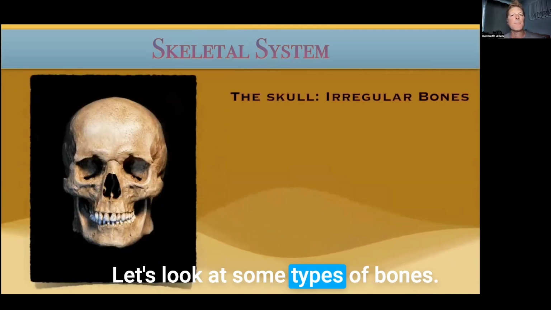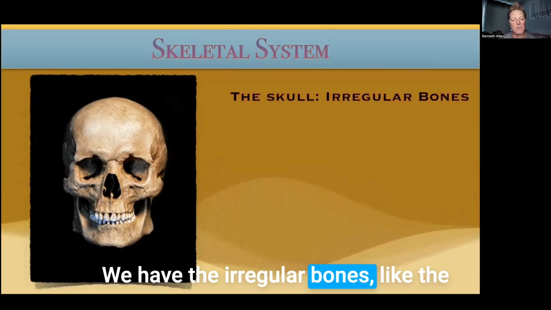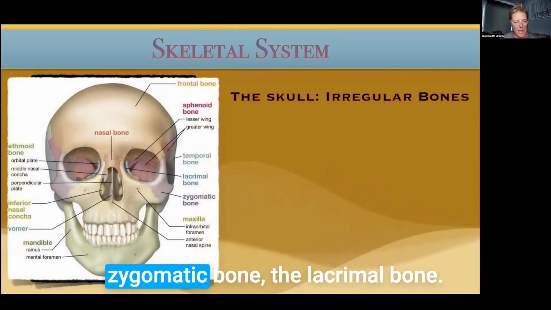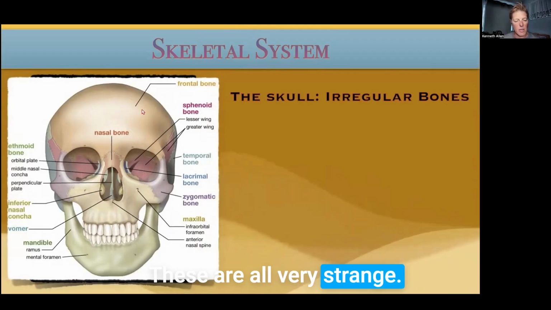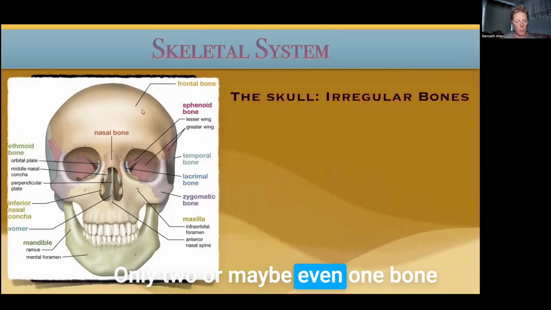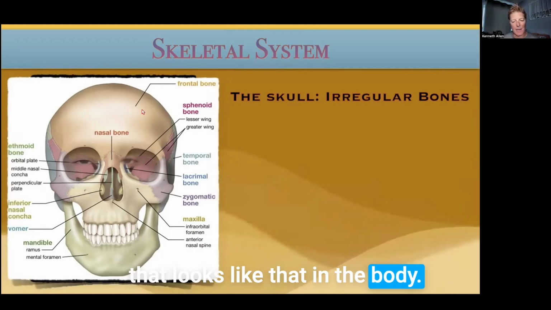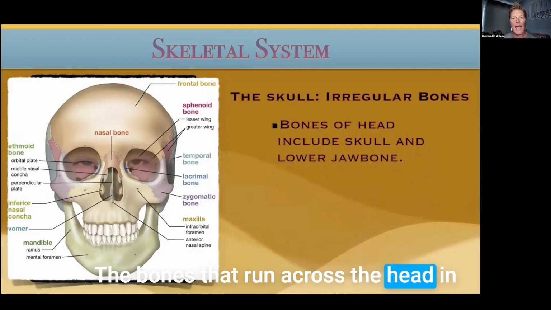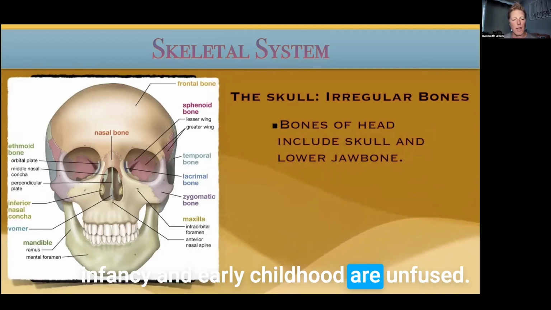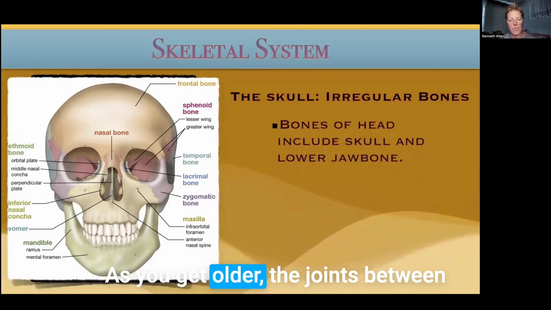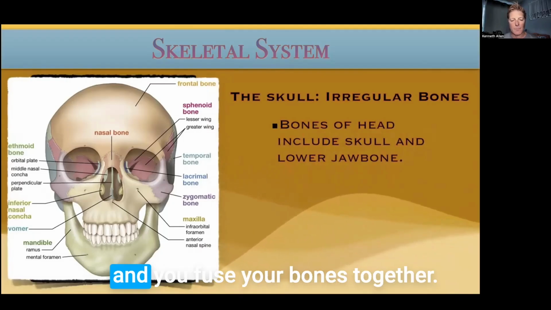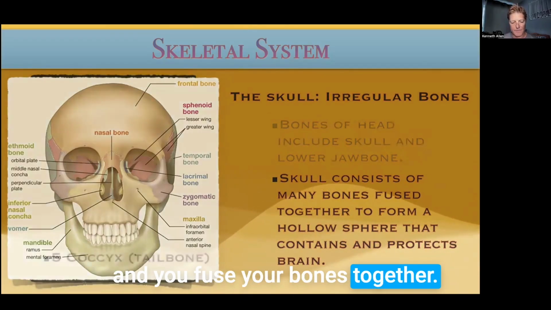Let's look at some types of bones. We have the irregular bones, like the facial bones, zygoma, the maxilla, the zygomatic bone, the lacrimal bone. These are all very strange. Only 2 or maybe even 1 bone that looks like that in the body. These are considered irregulars. The bones that run across the head in infancy and early childhood are unfused. As you get older, the joints between the bones become immovable, and you fuse your bones together.